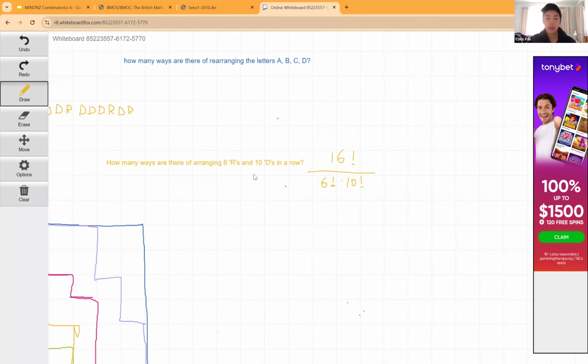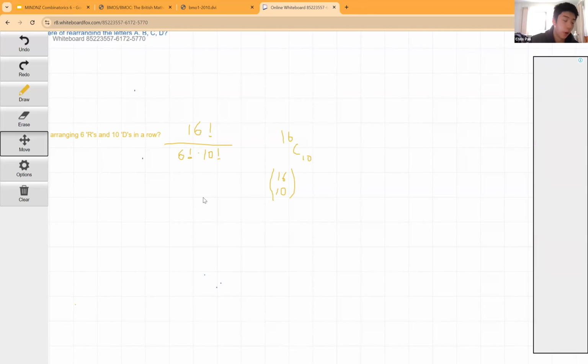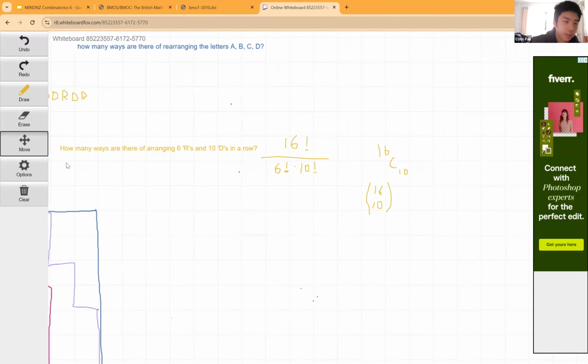And actually what you might notice is that this is the exact formula for 16 choose 10, the binomial coefficient. And if you know what this means, it's the same as the number of ways of choosing 10 objects from a set of 16 objects.